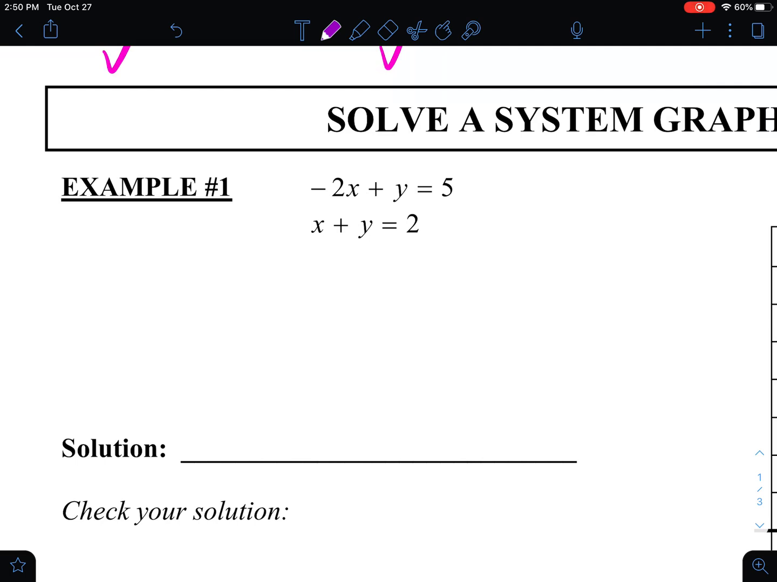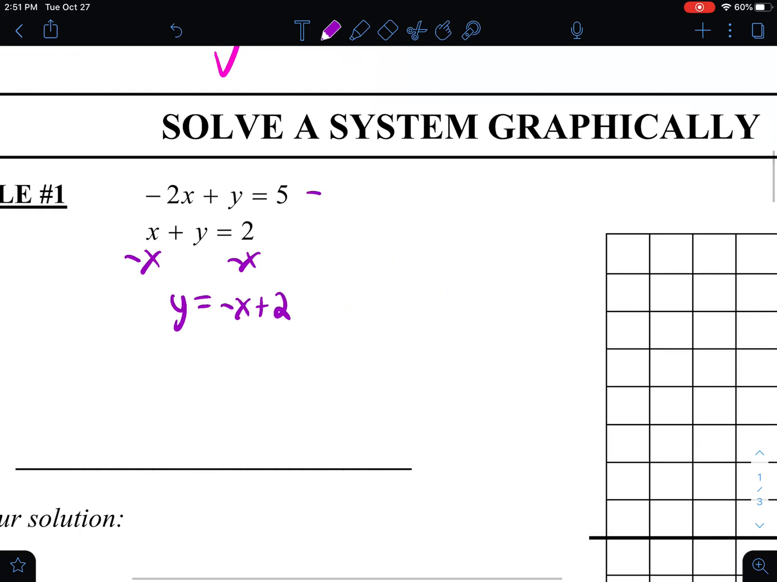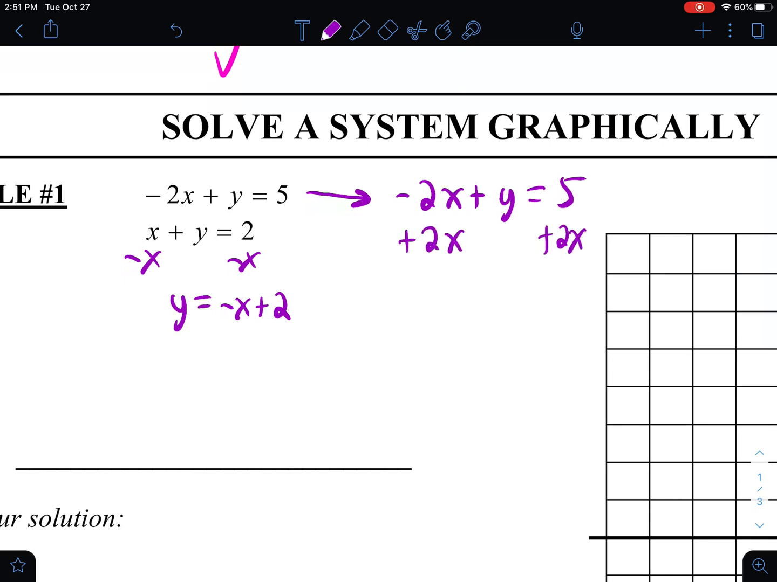So let's take care of the bottom equation first because that one's going to be easier to solve. So how do I get y by itself in this bottom equation here? Hopefully you said you're going to subtract x from both sides. So we're going to get y equals negative x plus 2. I'm going to draw a little arrow over here. Rewrite the new equation over here. Negative 2x plus y equals 5. How do I solve for y in that top equation? Hopefully you said add 2x to both sides. I get y equals 2x plus 5.